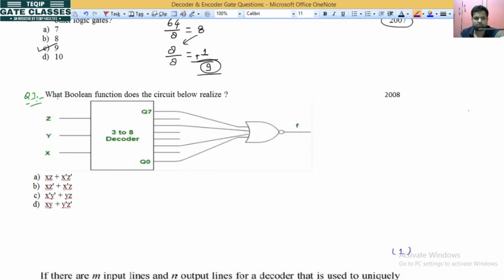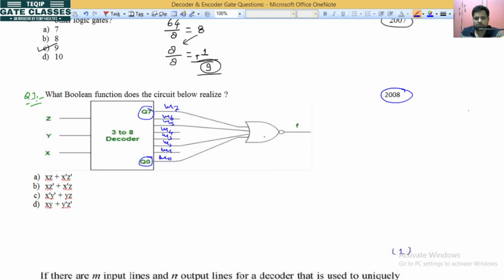Now third question is, what Boolean function does the circuit below realize? It comes in the 2008 GATE. So we have a 3x8 decoder. The first min term is here and the last min term is here, because this one is Q7 and this one is Q0. Okay, we have a 3x8 decoder, so it will generate all the min terms that can be formed with these three input variables. So it will be our M0, M1, M2, M3, M4, M5, M6, M7.